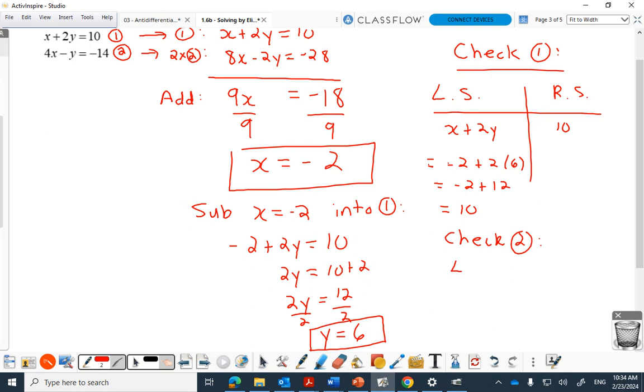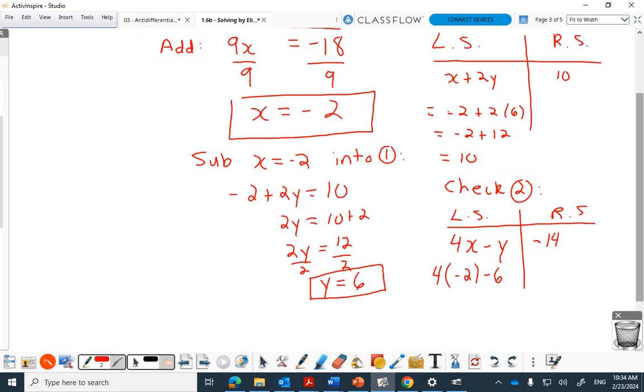Left side, right side. I'm checking equation 2 now. It is possible for one of the equations to work and the other one to not work. So you've got to check both. 4x minus y equals negative 14. So I go 4 times negative 2 minus 6. Negative 8 minus 6. Oh yes, negative 14.